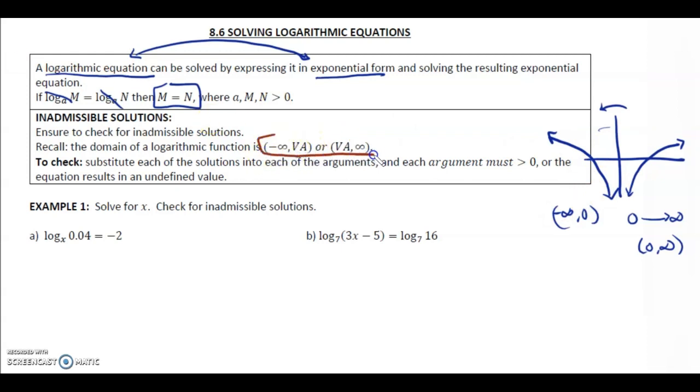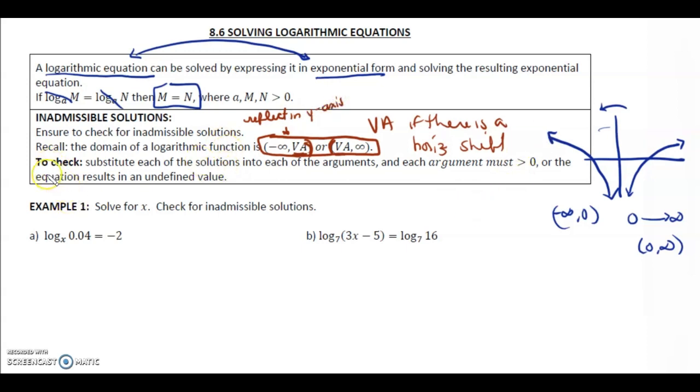This right here is going to be the general form. It's going to be negative infinity to the vertical asymptote, and the vertical asymptote will shift if there is a horizontal shift. Notice that these two brackets are round brackets, open brackets. What that means is that we're never going to reach the vertical asymptote. We're going to come infinitely close to it. So it's one of two things. This one is going to be if there is a reflection in the y-axis.